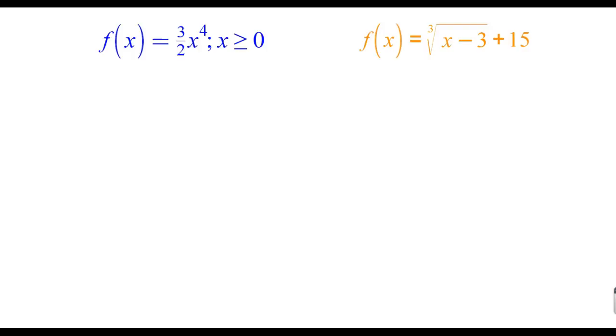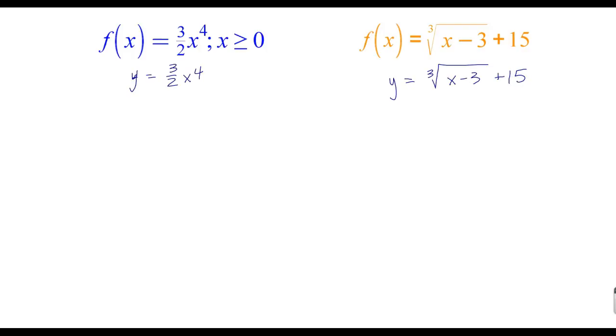So I'm going to try to quickly go through these. All right, first, I like to write it out in the right color. I like to write it out as y equals 3/2 x to the 4th. And then I'm going to switch it, okay? Since I'm already in blue, I'm going to write this one over here too. Y equals cube root of x minus 3 plus 15, okay?